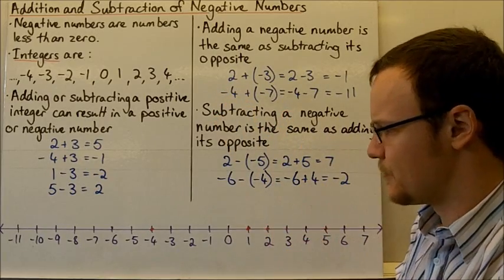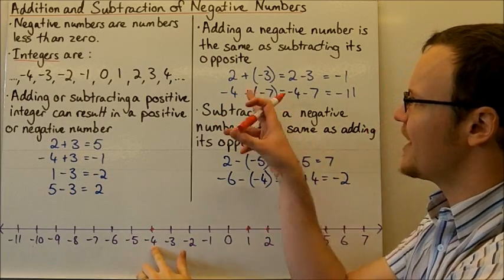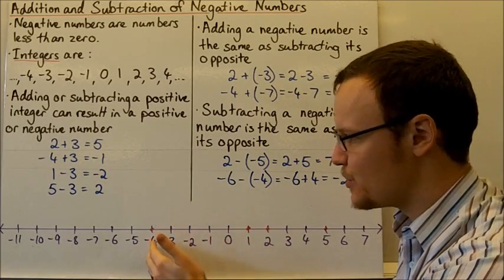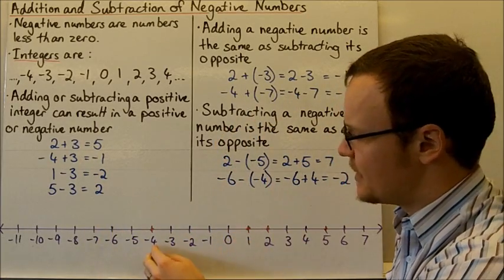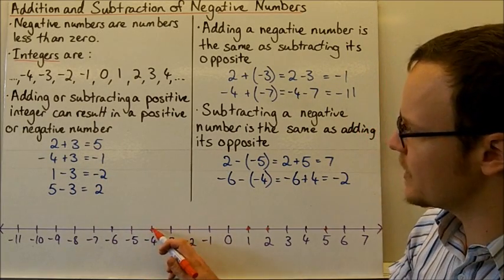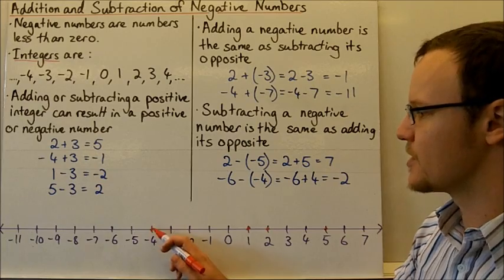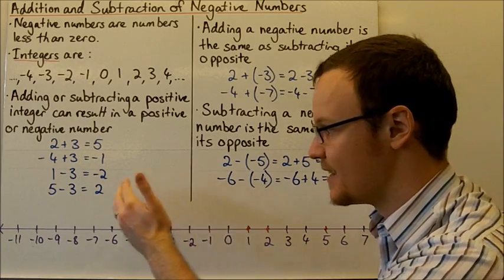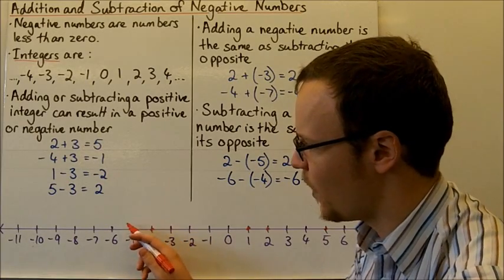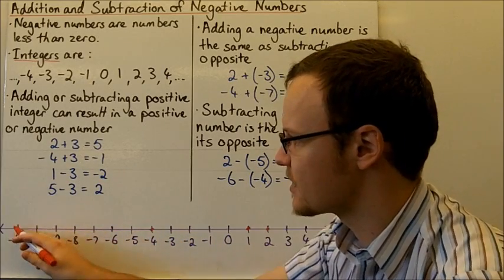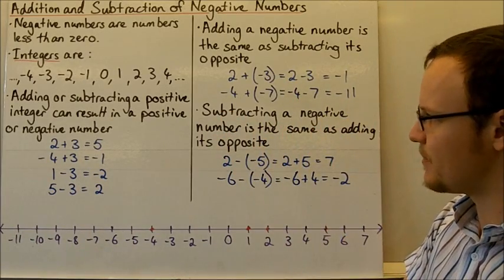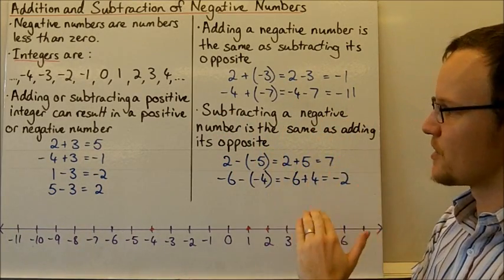Similarly, we start at negative 4 and add negative 7. Adding would normally move us to the right, but because we're adding a negative, we move to the left. So negative 4 minus 7: taking away 7, 1, 2, 3, 4, 5, 6, 7, we get negative 11. That's our answer. Subtracting a negative number is the same as adding its opposite.